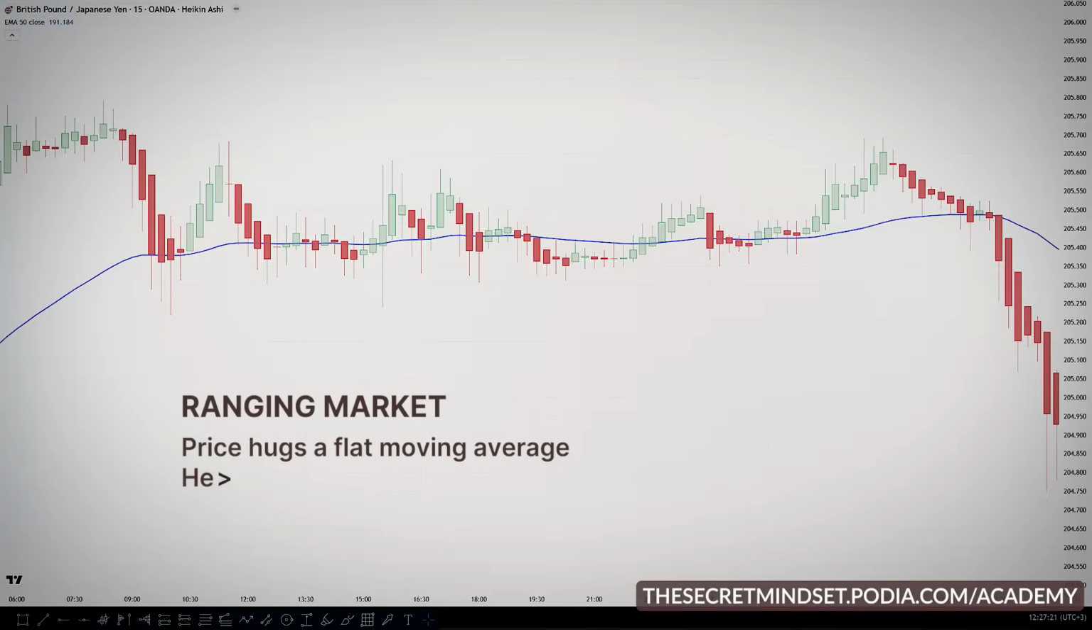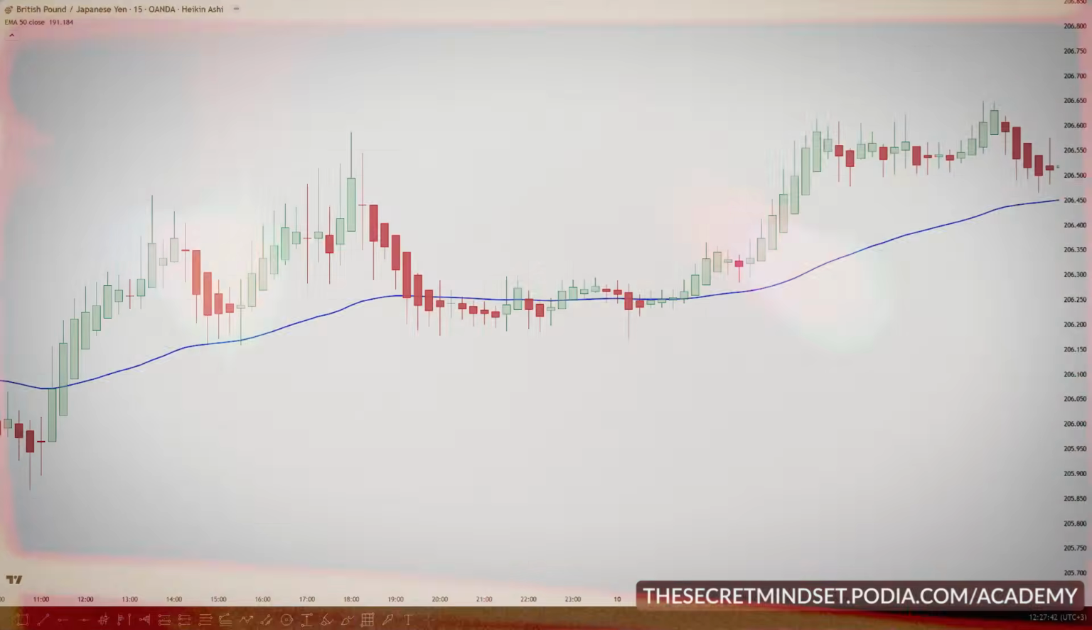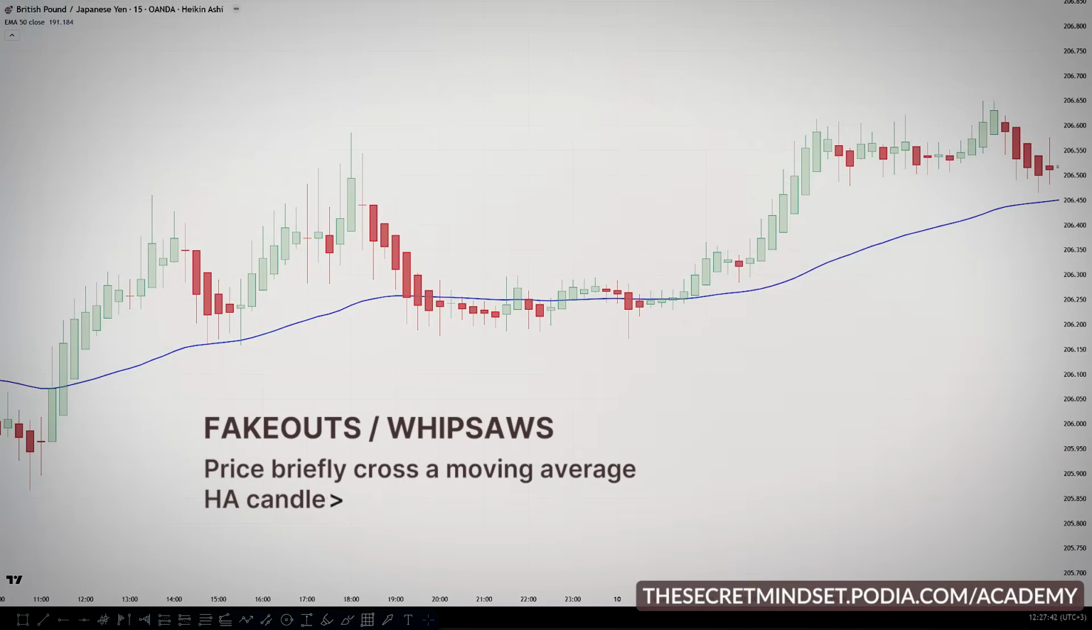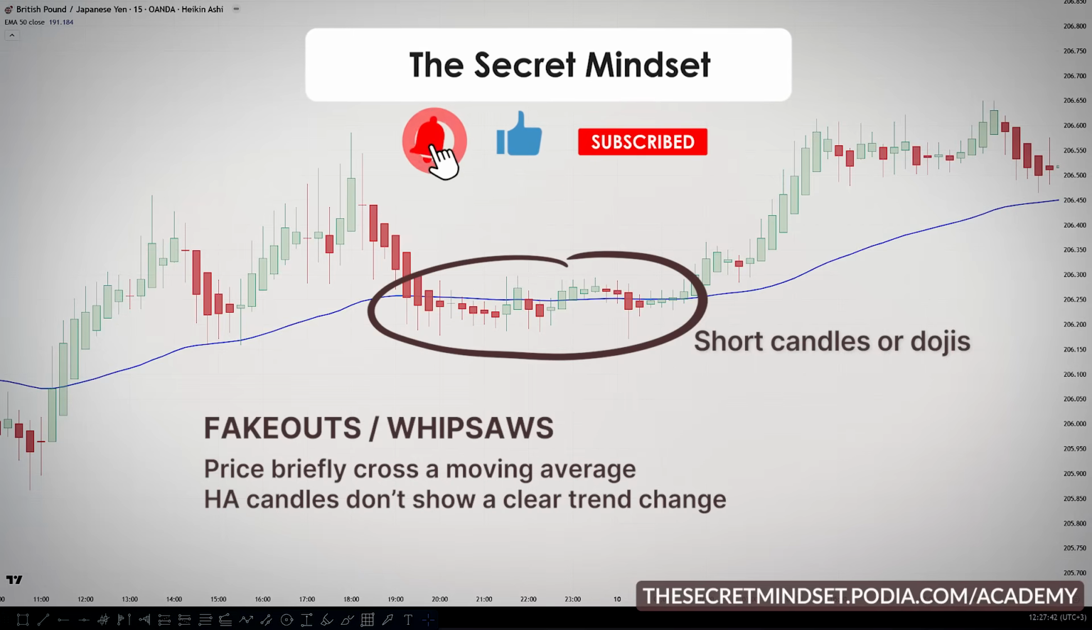When price hugs a flat moving average, the market is probably ranging. It's not trending up or down. Heikin Ashi candles in a ranging market will have shadows on both sides. They'll be smaller than in trending markets. Sometimes price might briefly cross a moving average, but not start a new trend. This is called a whipsaw. Heikin Ashi candles can help avoid these false signals. If the candles don't show a clear trend change after crossing the moving average, it might be a false signal.